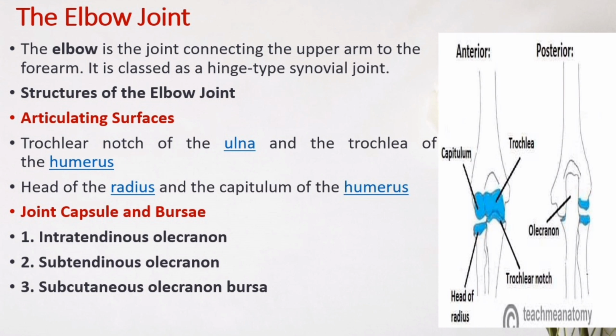Intratendinous olecranon, located within the tendon of the triceps brachii. Subtendinous olecranon, between the olecranon and the tendon of the triceps brachii, reducing friction between the two structures during extension and flexion of the arm. Subcutaneous olecranon bursa, between the olecranon and the overlying connective tissue, implicated in olecranon bursitis.